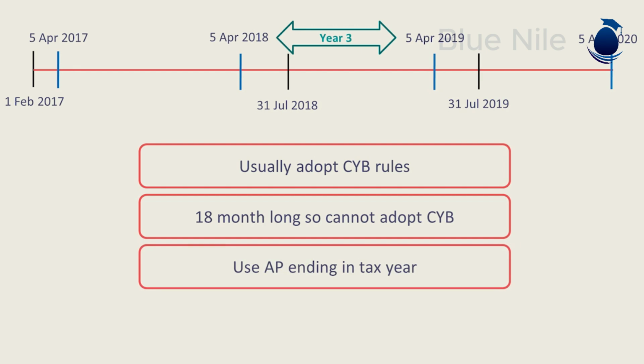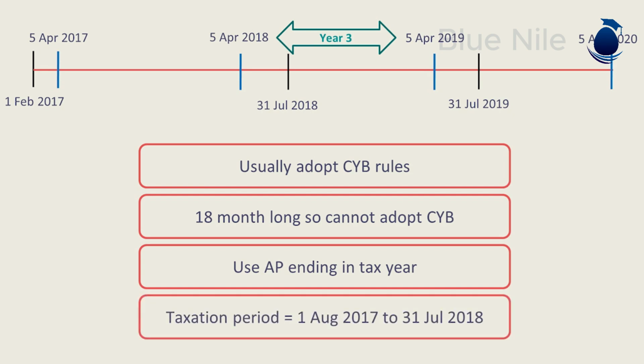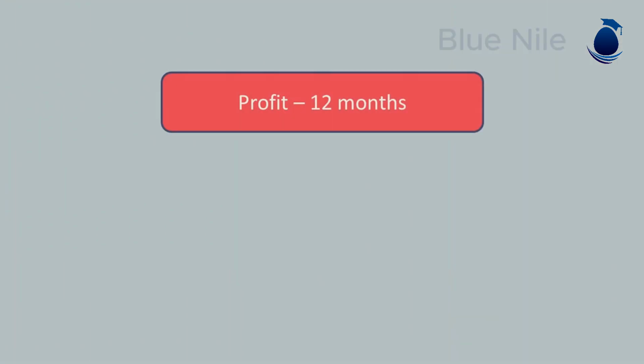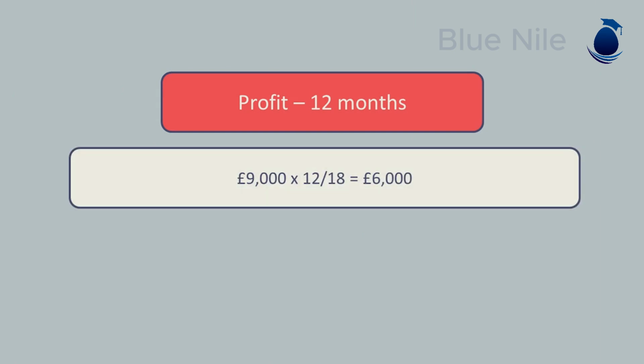We do have an accounting period ending in the tax year, so moving on to question 2, we ask how long it is. Here it is 18 months, so we'll take the 12 months ending with the accounting period end date of the 31st of July 2018, i.e. the 1st of August 2017 to the 31st of July 2018. What we need to do is calculate a profit for this 12-month period. To do this, we will again take 12/18ths of the £9,000 profit for the 18 months to July 2018.